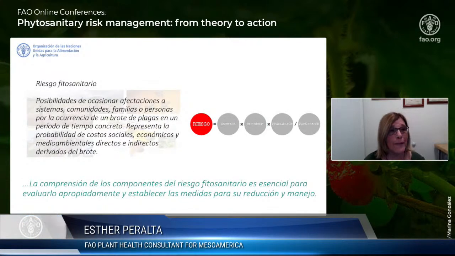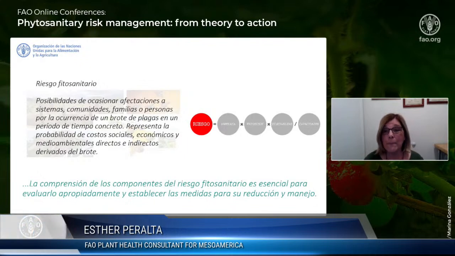Although phytosanitary risk is conceptualized in different ways, even among different industries, the definition that you read here on the screen is the one that is internationally agreed by the United Nations, adapted to the phytosanitary context. What really matters here is to understand that risk is a function of the elements you see on the screen: a threat, biological threats in this case, also defined as those pests with epidemic potential and capability of causing economic and environmental losses on the livelihoods of farmers in the national as well as global context.